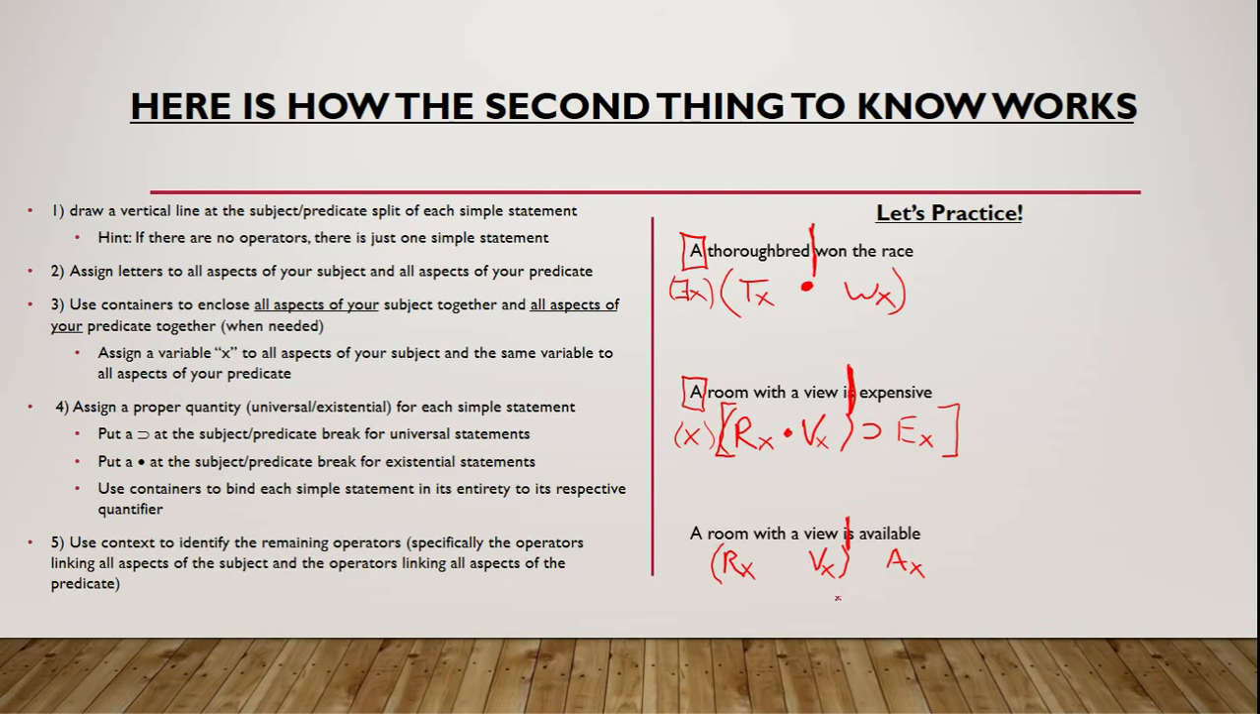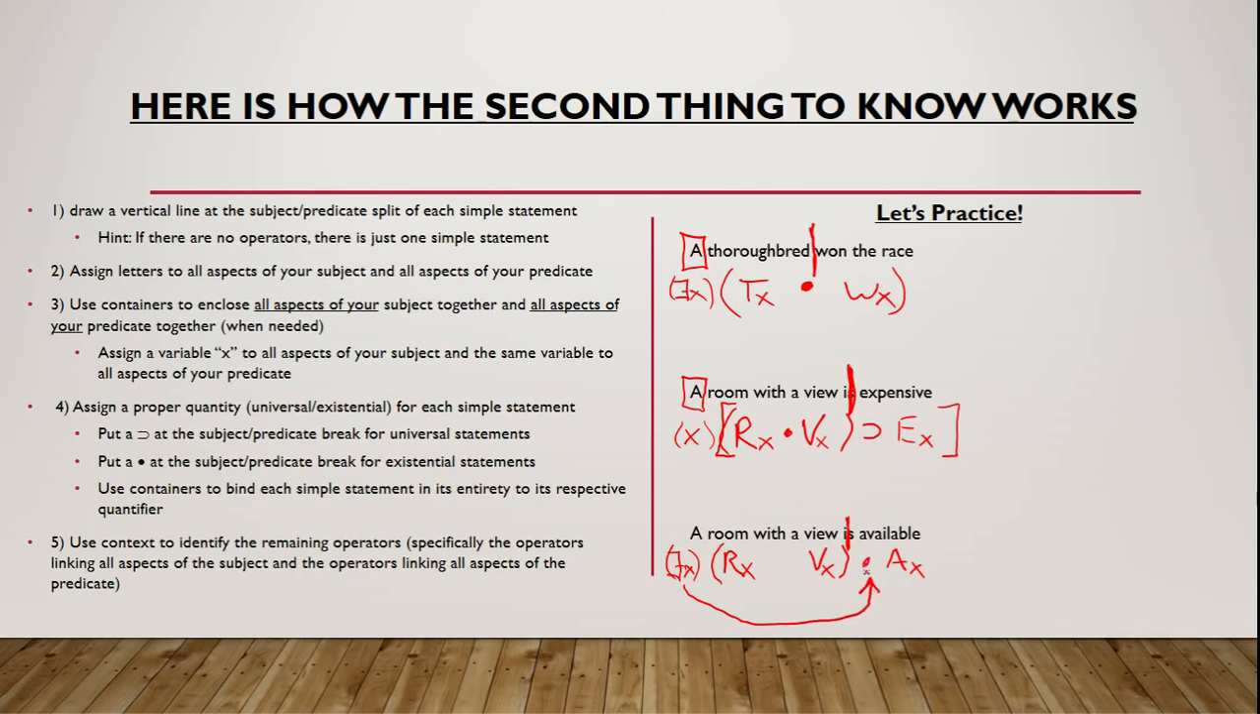So we're assigning the variable there to R, V, and A. Step 5, assign a proper quantity, universal or existential, for each simple statement. In this case, a room with a view is available. I think that's an existential, so we're going to put an Ex in front of everything. And for the existential, we're going to put a dot at the subject predicate break.